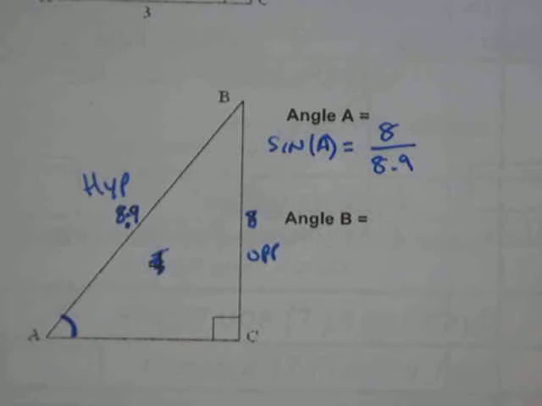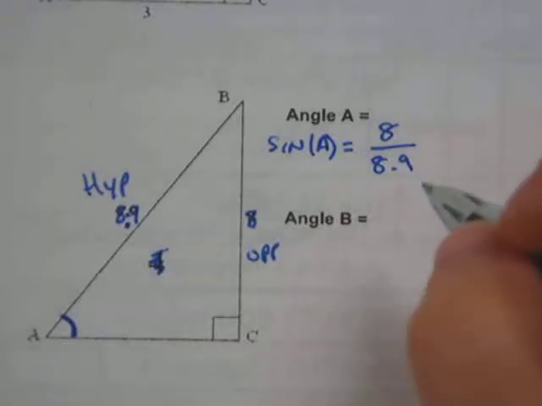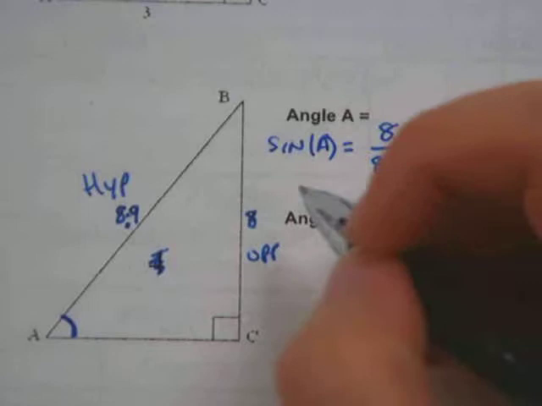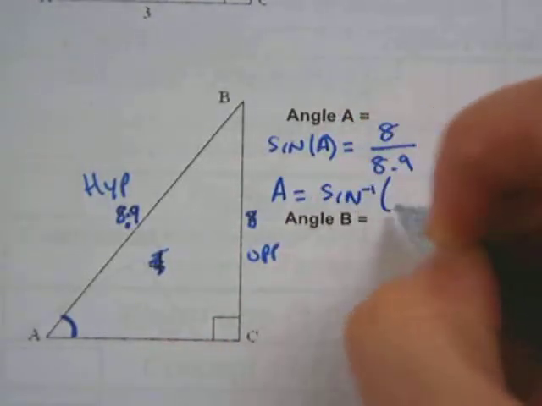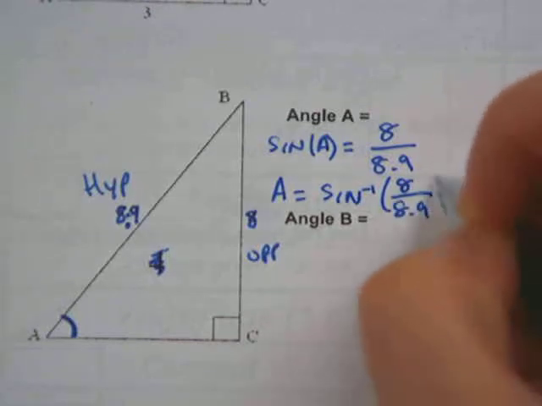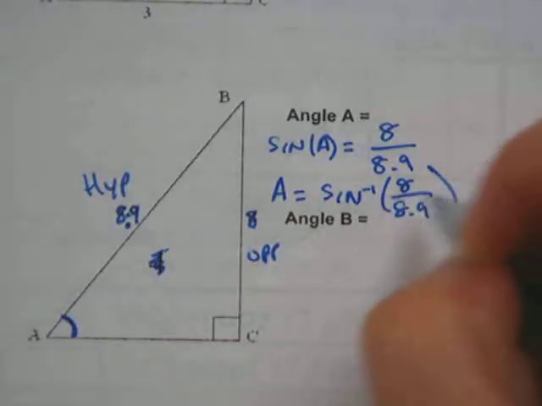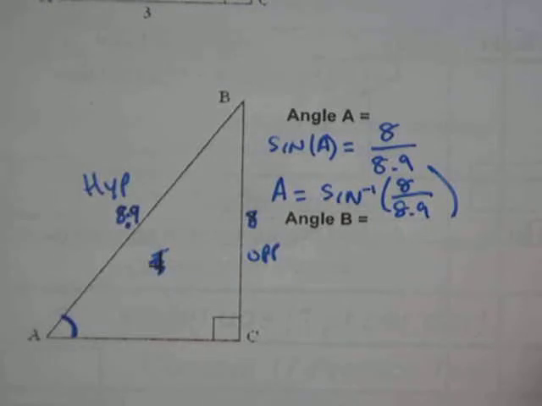Now what we want to do is we're going to use our calculators, and there's something called a sine inverse. So sine inverse undoes sine. So if I rewrite this, A equals sine inverse of 8 over 8.9, I can type this into my calculator, and it tells me what angle A is. So I'm going to type, usually it's a secondary function, so I'm going to hit the second button, and then the sine button, and then 8 divided by 8.9. Enter.